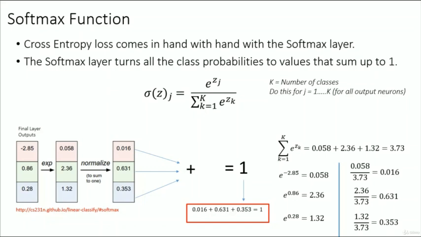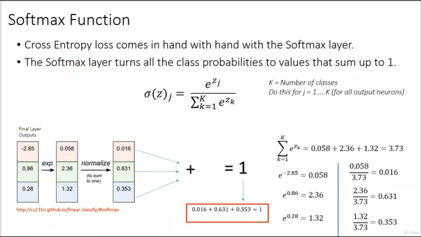So basically what the softmax layer does is that it converts all your output values to a probability distribution that sums up to 1. Okay, so it turns all the class probabilities to values that sum up to 1. So let's take a look at this visualization right here. Let's say that you're classifying 3 classes, cat, dog, and zebra, for example, and you have these values from the output layer. So these are the values from your classification layer. This is for cat, this is for dog, this is for zebra.